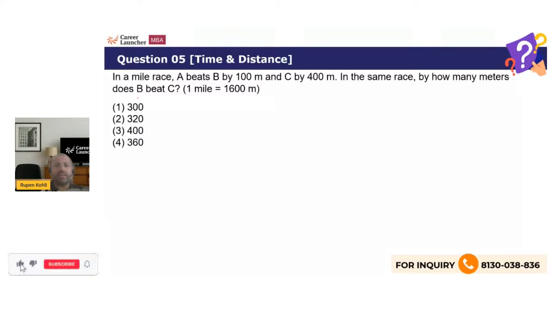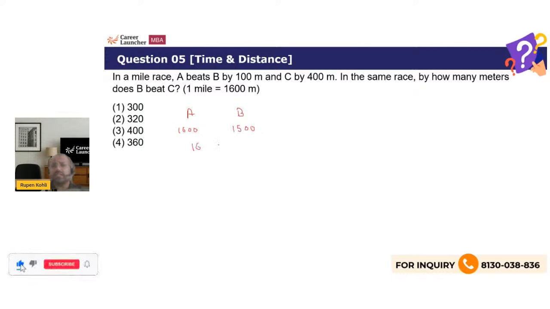So in a mile race, A beats B by 100 and C by 400, and it is also given here that 1 mile is 1600 meters. We are then asked to find, in that same race, by how many meters B beats C. The point is, you can find the ratio of the speeds of the racers from the win margins given to us. So when A runs the whole race of 1600 meters, B is 100 meters behind, so he has only run 1500 meters.